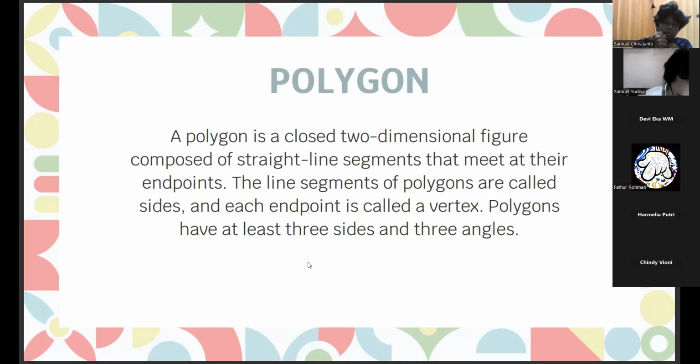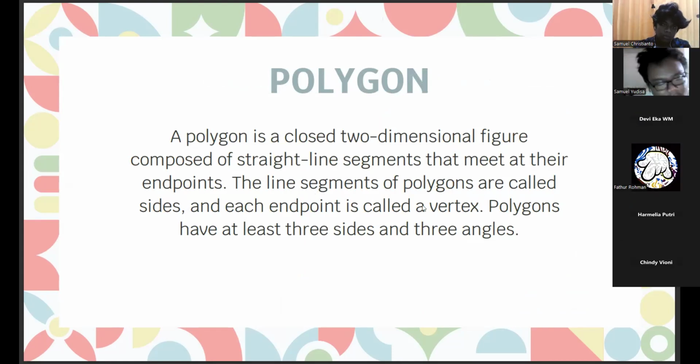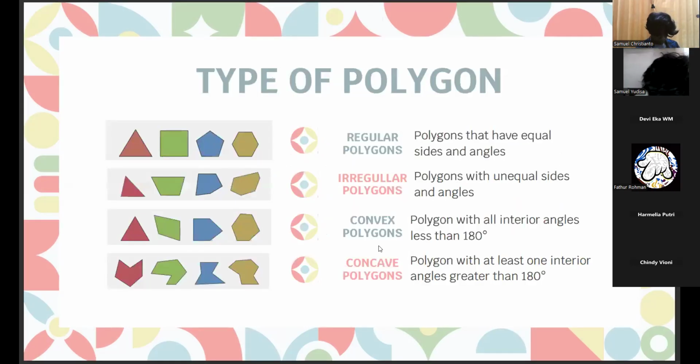Next is polygon. The definition of a polygon is a closed two-dimensional figure composed of straight line segments that meet at their endpoints. The line segments of polygons are called sides, and each endpoint is called a vertex. Polygons have at least three sides and three angles. And polygons are categorized into four types.